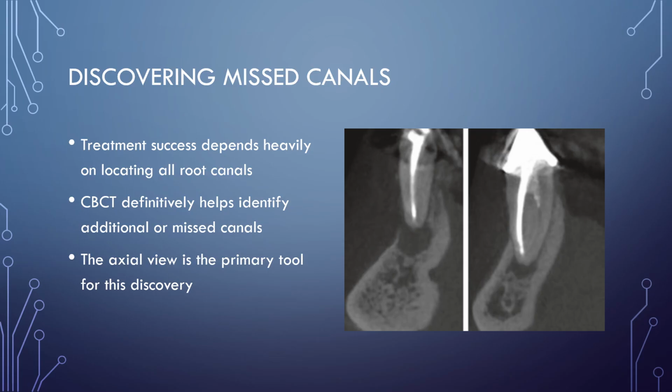To find these hidden canals, you must shift your focus to the axial plane in your software. As you scroll down the long axis of the root, you are looking for the geometric position of the canal space within the root structure. This evaluation in the axial slice is the secret to discovering extra anatomy that would otherwise be missed clinically.